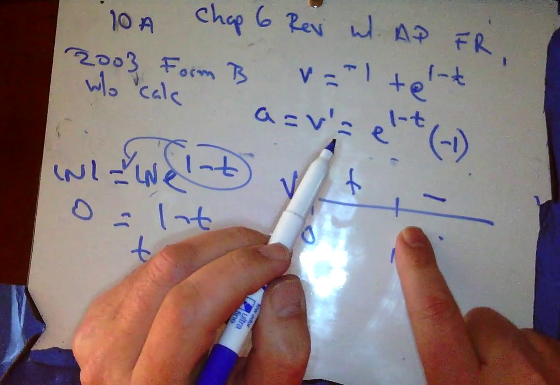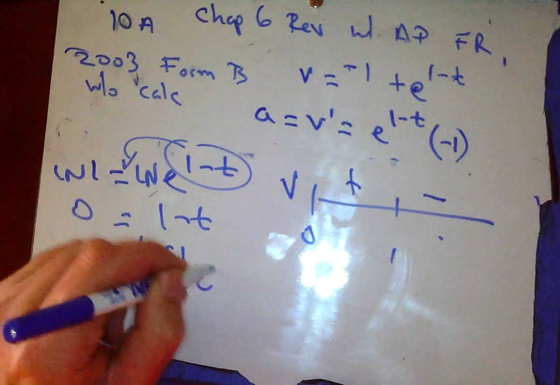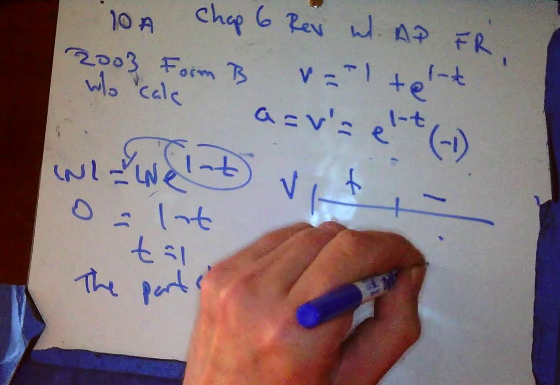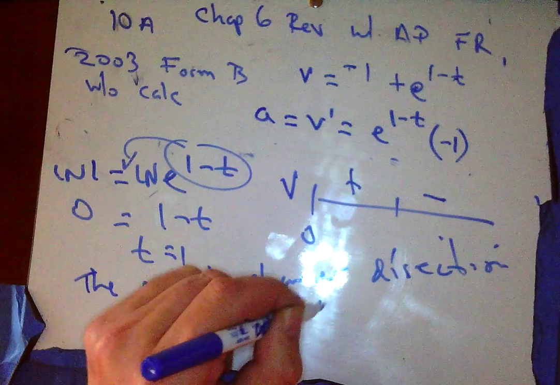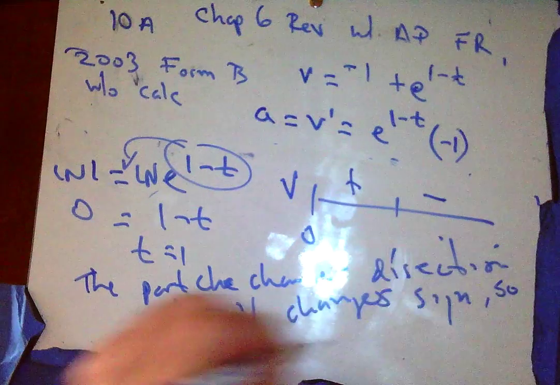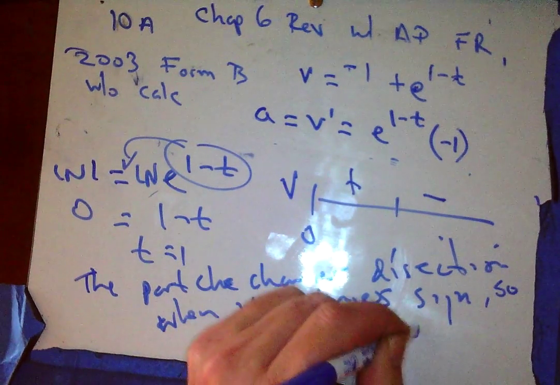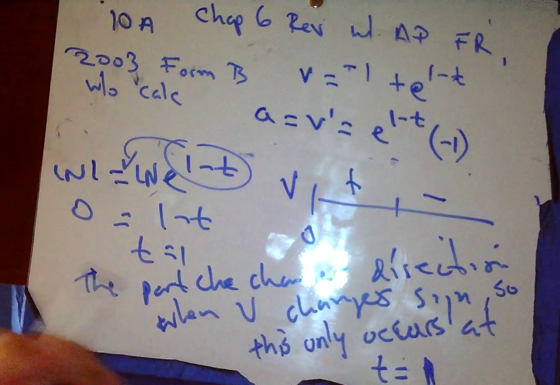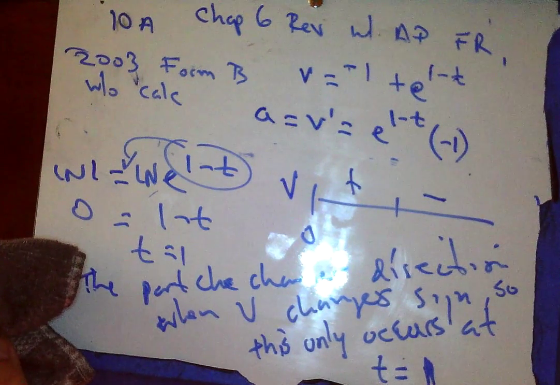So find all the values where the particle changes direction. The particle changes direction when V changes sign. So this only occurs at t equals 1. That's a 1. Okay, and then part D, find the total distance traveled.